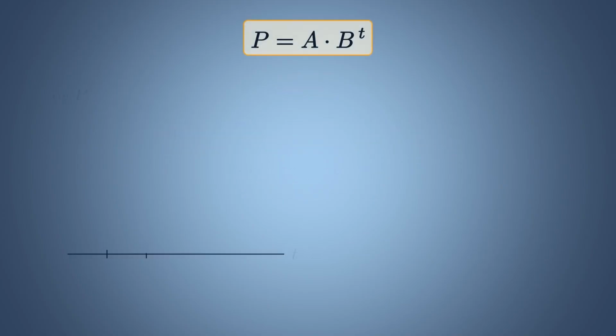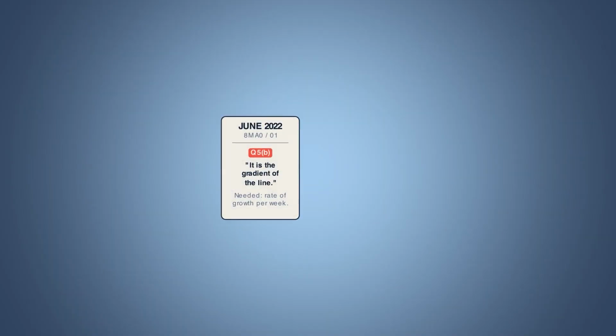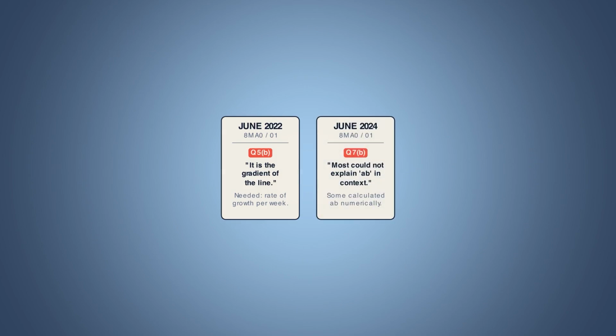You know the one. They give you a relationship like P is equal to A times B to the power of T, and a graph of log B plotted against T, which is a straight line. You read off the gradient, you read off the intercept, you find A and you find B. But there's an issue here, and this is the issue the examiners have called out. Where a lot of students are going wrong in these questions is in contextualizing the question.